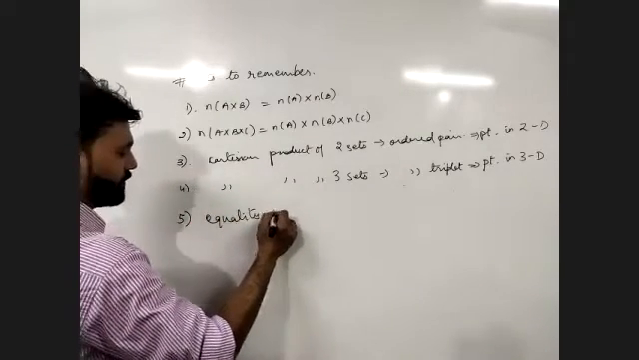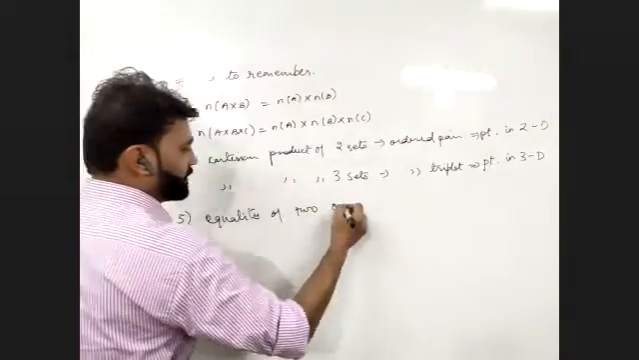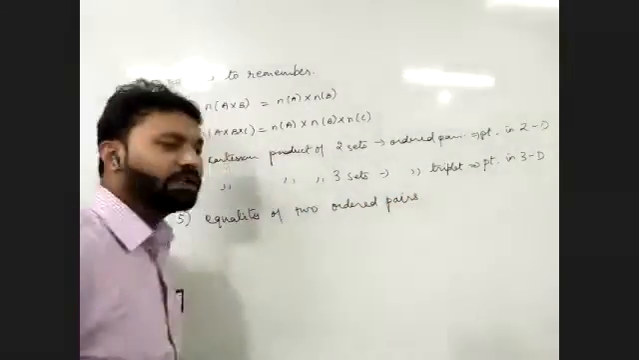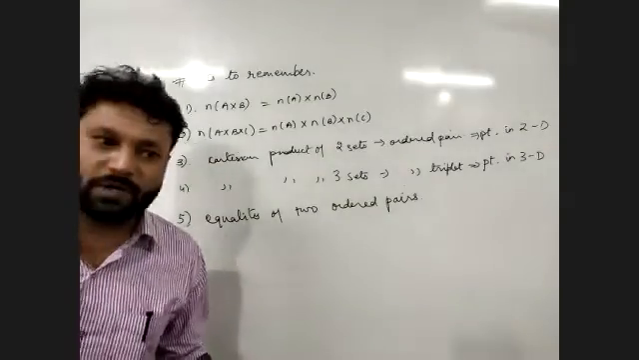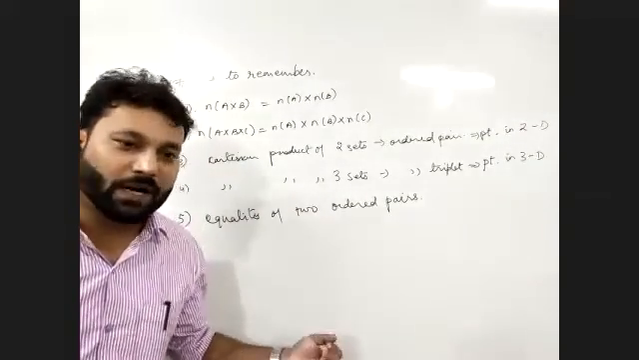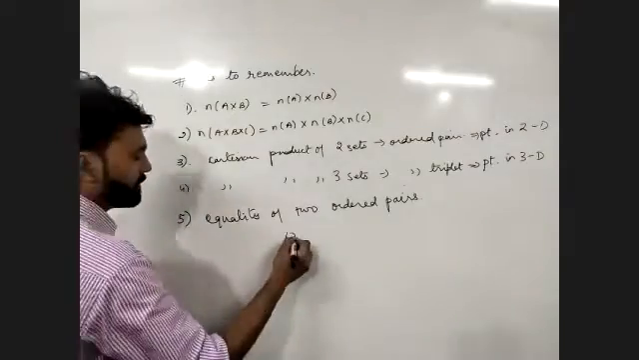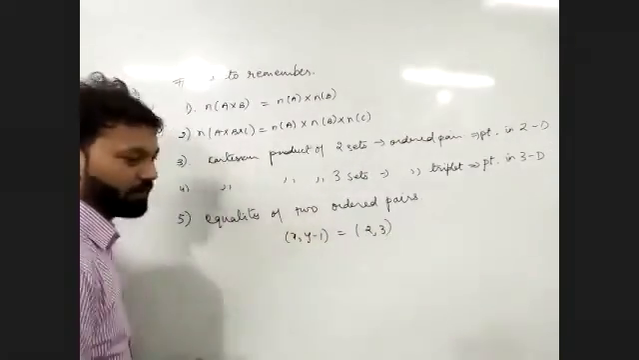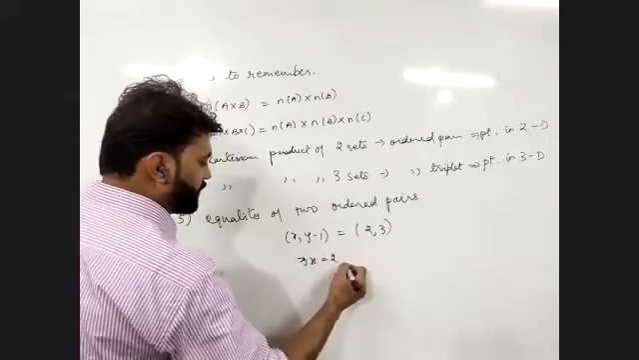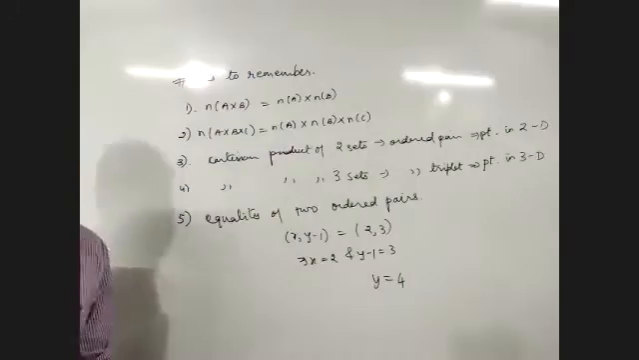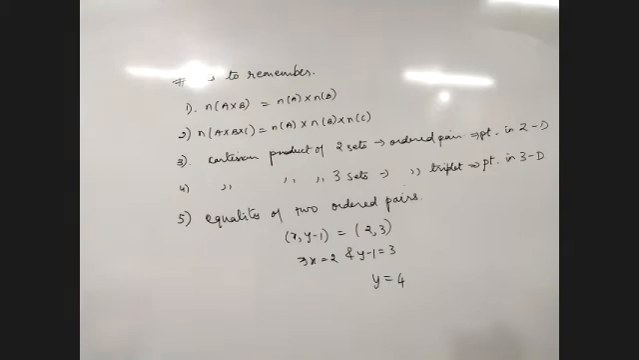Equality of two ordered pairs. When do we say that two ordered pairs are equal? It is a very simple condition. If two ordered pairs are equal, then each corresponding part will be equal. Say, for example, if (x, y minus 1) is equal to (2, 3), this means that x is equal to 2 and y minus 1 is equal to 3, which will give us y equal to 4. Any problem? Quickly note it down.